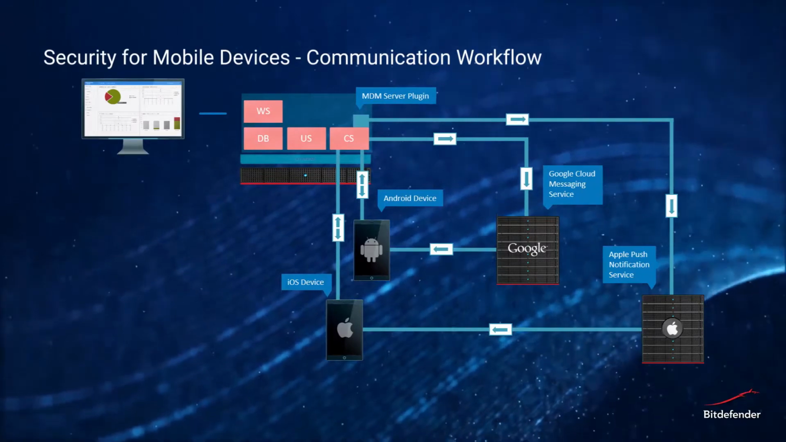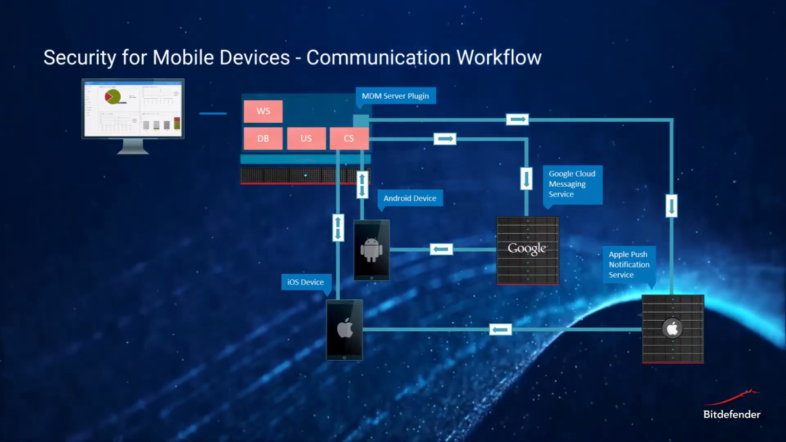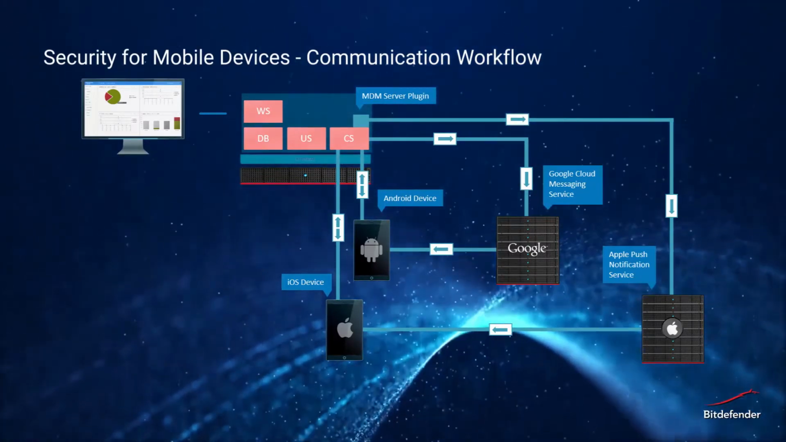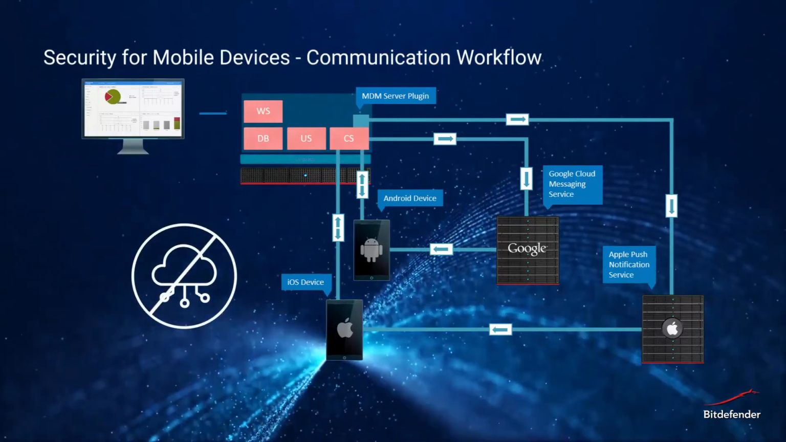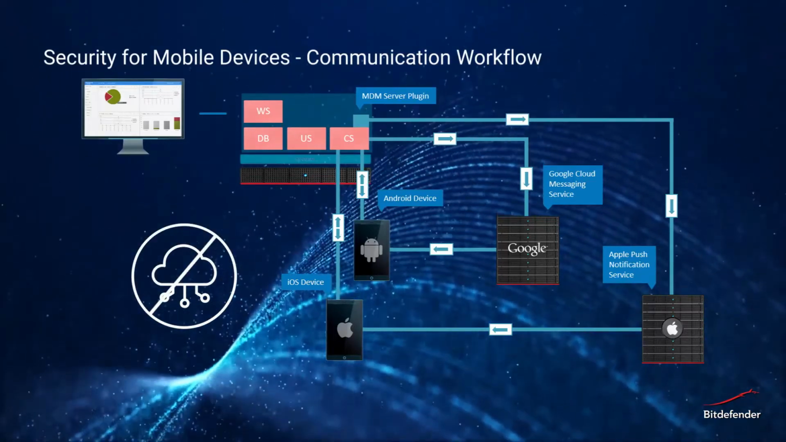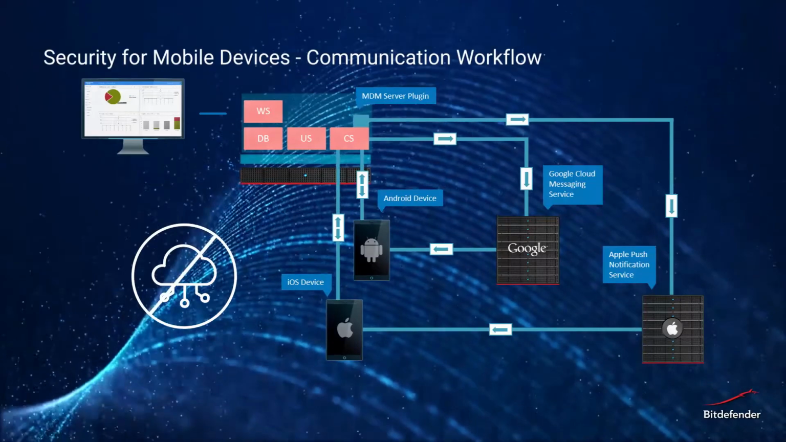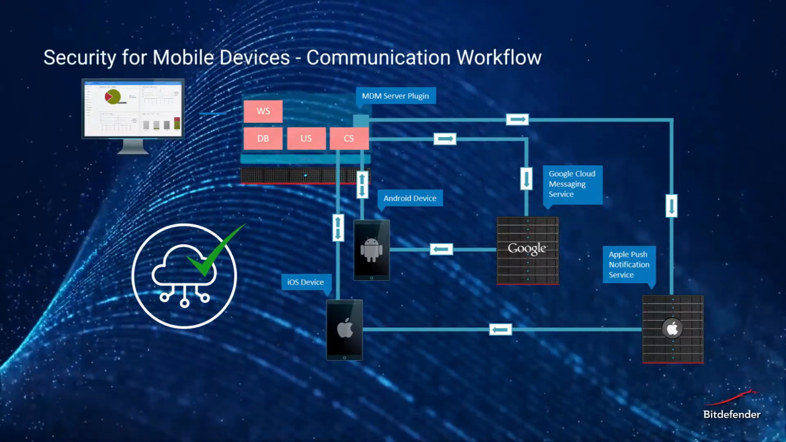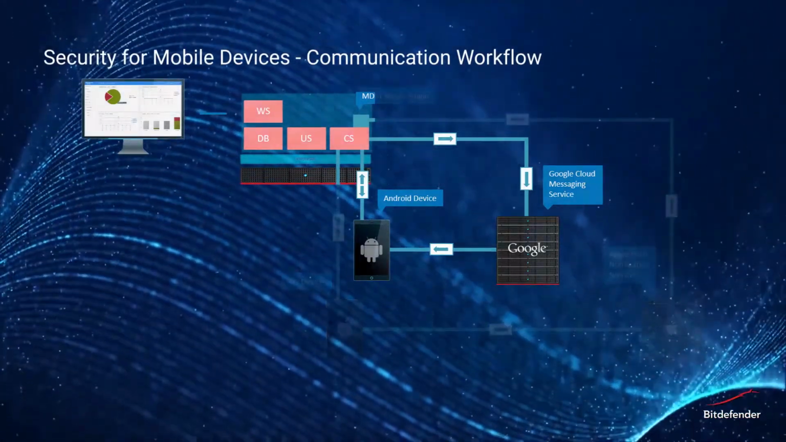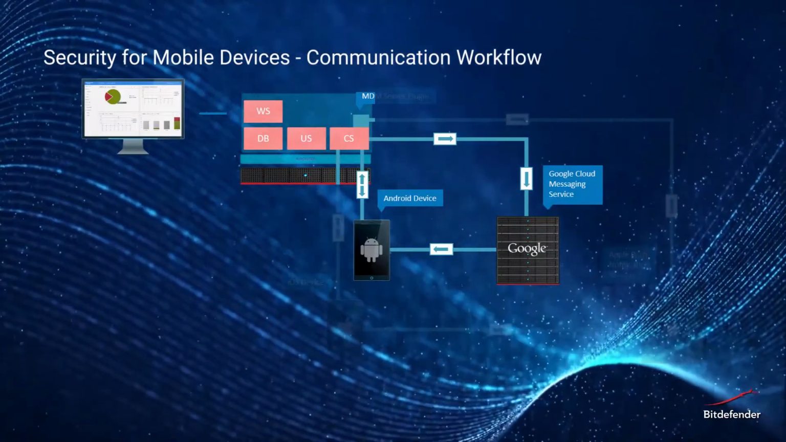Any change affecting the device compliance is immediately detected and sent to the communication server. While the device is offline, the application tries to send the compliance changes information every 60 seconds, until it gets back online. The communication workflow for Android devices is as follows.